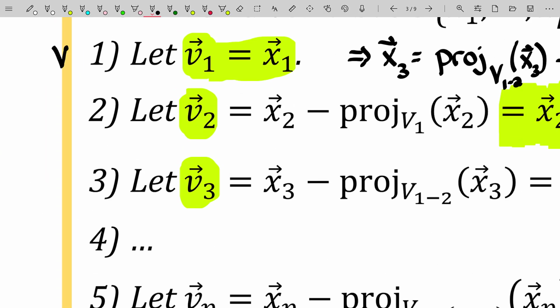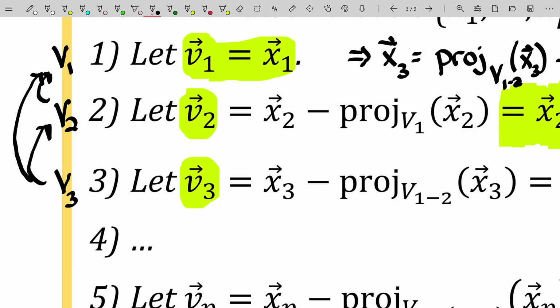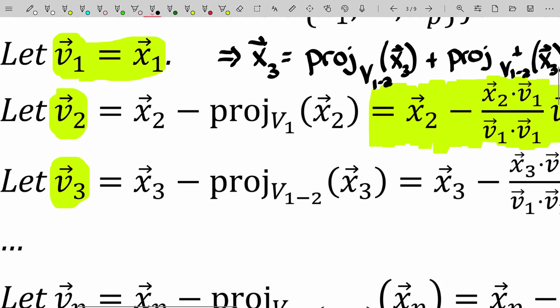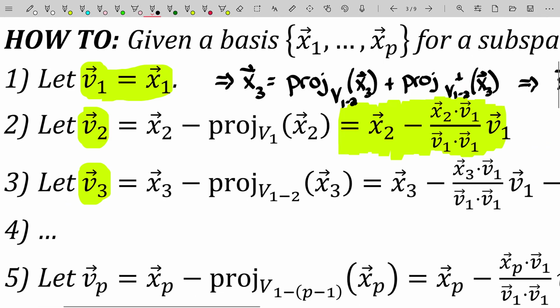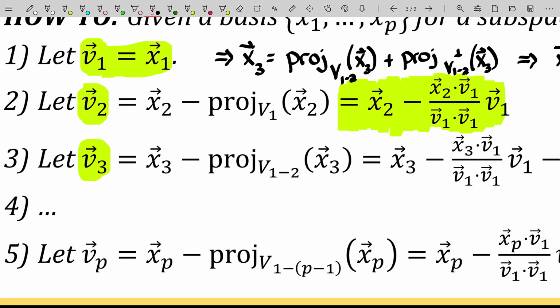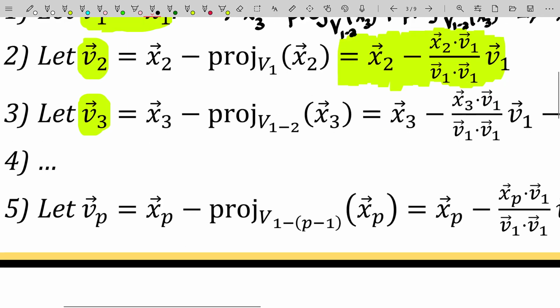So we have v1, we've created v2, which is orthogonal to v1, and we've created v3, which is orthogonal to both the spaces spanned by v1 and v2, and you continue this process on and on and on, each time subtracting the projection of your vector x sub whatever onto the space v1 through v sub whatever minus 1.